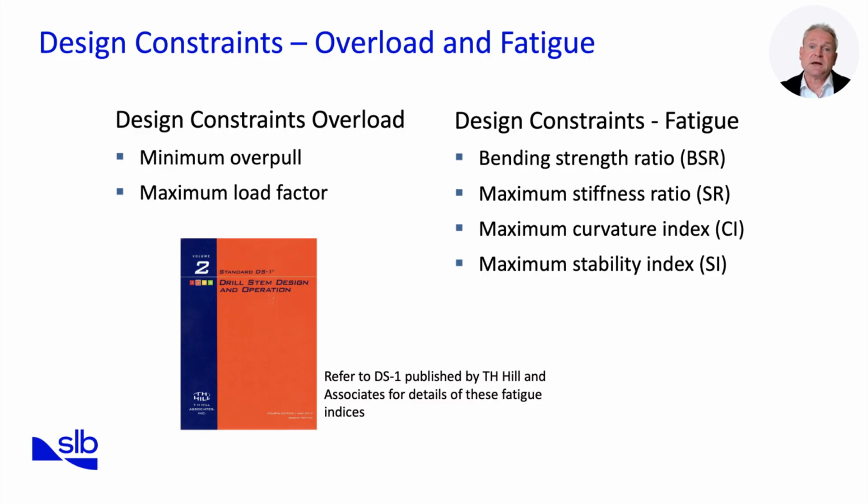With the exception of BSR, all other indices are defined in DS1. BSR refers to connection flexibility differences between the box and the pin. SR refers to comparisons between the stiffness of two different drill string elements, e.g. drill collar versus the heavyweight drill pipe, and the junction between the drill collar and the heavyweight drill pipe. CI refers to a combination of dogleg severity and axial tension, which is an indicator of side loading. The numerical value of CI is inversely proportional to the fatigue crack propagation life of a drill pipe tube. SI is a quantitative measure of the relative fatigue resistance to a buckled BHA.